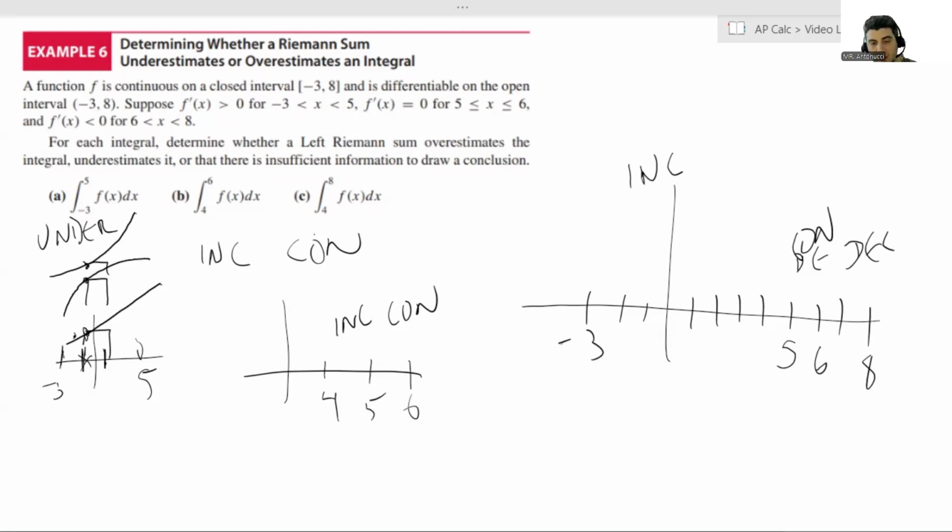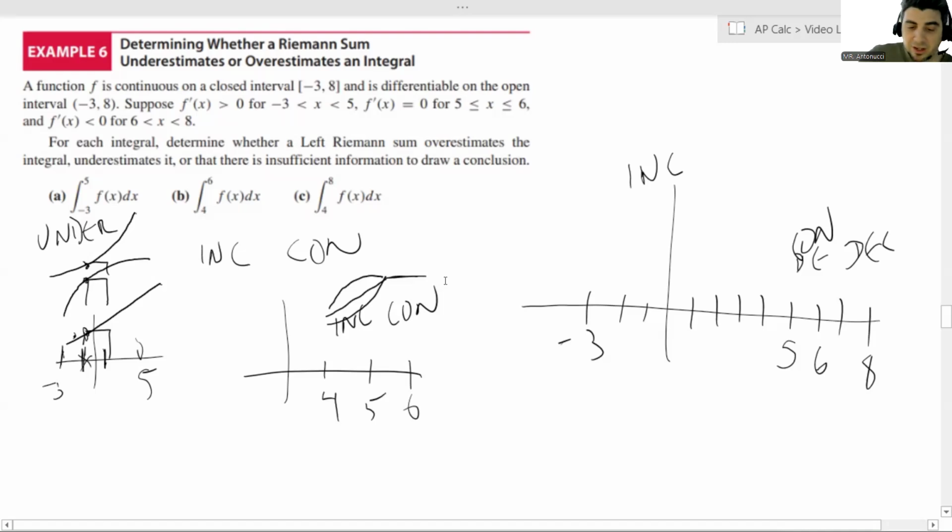So constant is not going to increase or decrease. It's going to remain constant. So it's going to level off. And before that, from 4 to 5, the derivative was positive, and it could either be concave up, concave down, or simply linear. And a left Riemann sum is going to underestimate the value on that interval from 4 to 5, and then from 5 to 6, it's going to be constant.